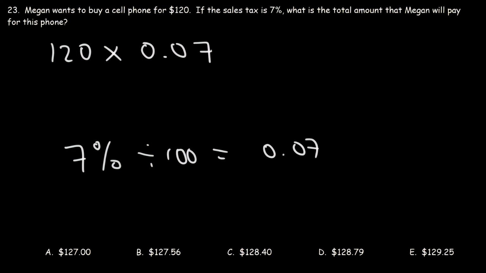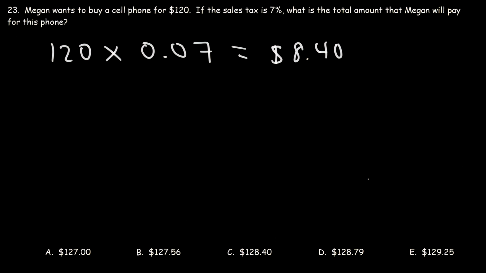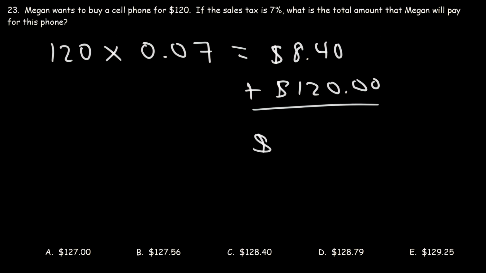So if you multiply 120 by 0.07, you're going to get $8.40. So that's how much she's going to pay in sales tax. To get the total price, we need to add 120 to $8.40. So she's going to pay $128.40. Therefore, C is the right answer.